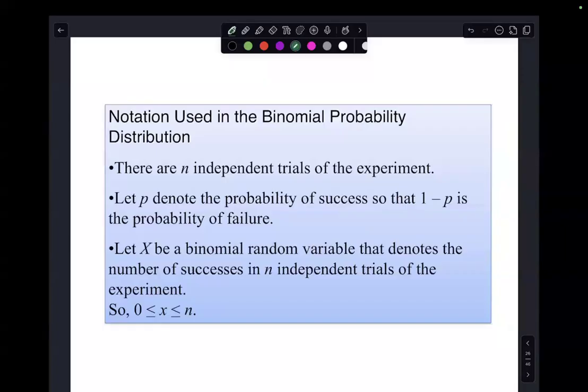So capital X or lowercase x, I don't care which one you use, but this is going to be our random variable. This is the number of successes. So our X is going to be how many successes we have or how many successes we're looking for. So this is our notation here. Our number of successes has to be between 0 and how many trials we have. If I have 35 questions on a test, I'm not going to get 38 of them right. It has to be between 0 and 35. So these are the things, the notation that we're going to use today. Okay. Are we good? Okay.